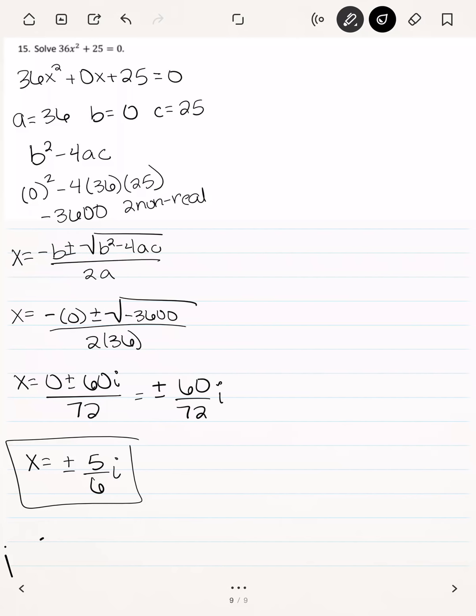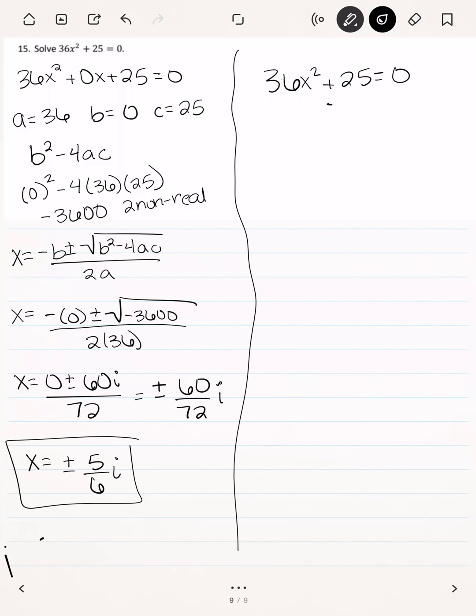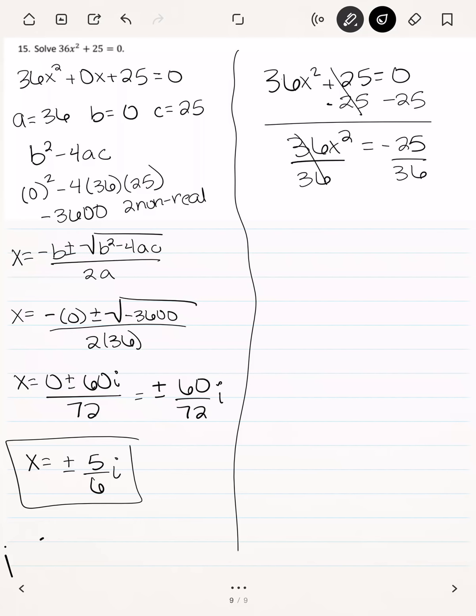Okay, you also could do this another way. So I'm going to draw a line down the middle, and I'm going to show you how I would solve it. So 36x squared plus 25 equals 0. Since I'm missing the b term, it makes it a little easier to solve this. So what I'm going to do is subtract 25 from both sides. So I get 36x squared equals negative 25. I'm going to divide both sides by 36. And this only works because I don't have the b term. So I get x squared equals negative 25 over 36.